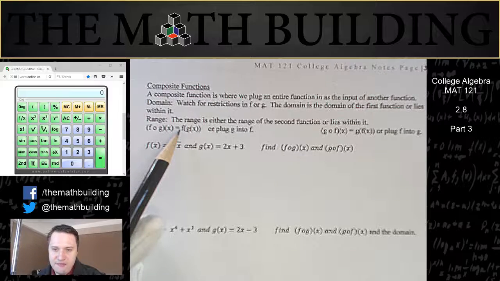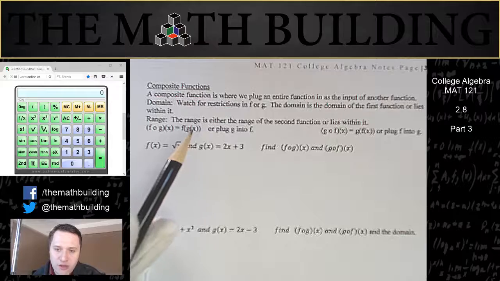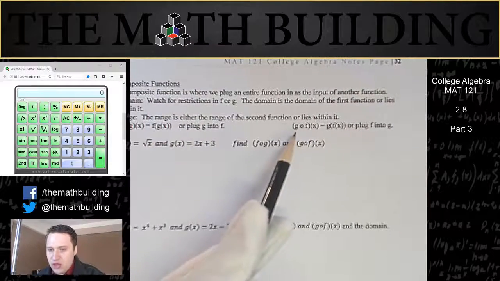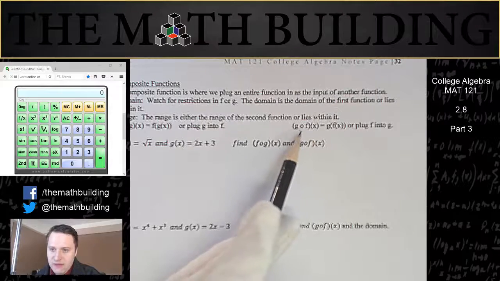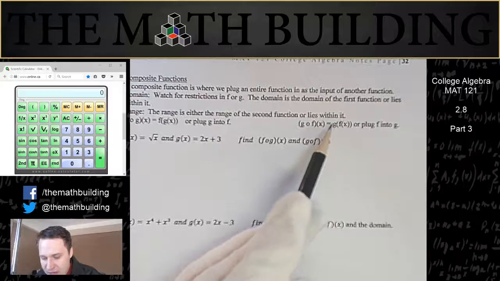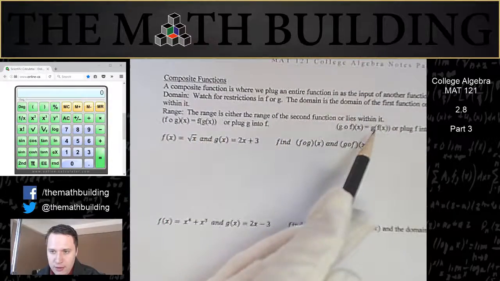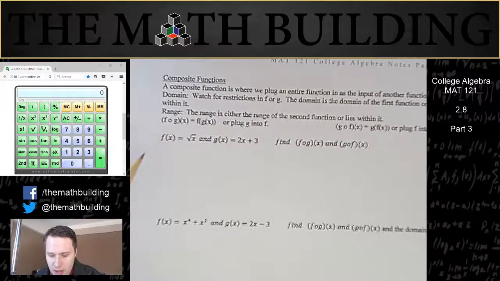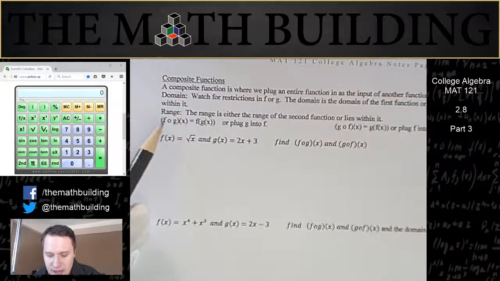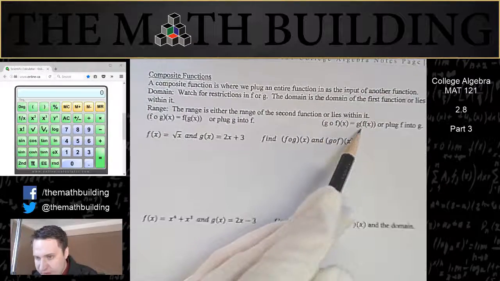Instead, I like f of g of x, meaning we're going to take g and plug all of g in for x in f. That's different than g of f of x. G of f of x looks like this, meaning we're going to be plugging f into g. So that's why I like this notation a little bit better, because it's easier to see what's happening. So just know that if they say f of g, that means you're plugging g into f. If you see g of f, that means you're plugging f into g.